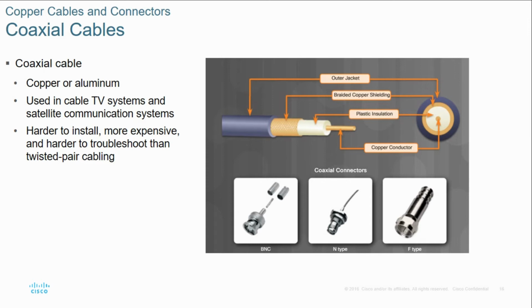It provides improved shielding compared to unshielded twisted pair, or UTP. So it has a higher signal-to-noise ratio, allowing it to carry more data. This cable is harder to install, more expensive, and harder to troubleshoot. Thinnet cable runs for about 200 meters, while thicknet cable runs for 500 meters.